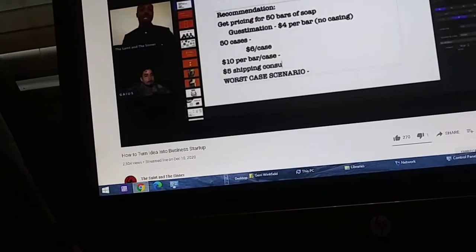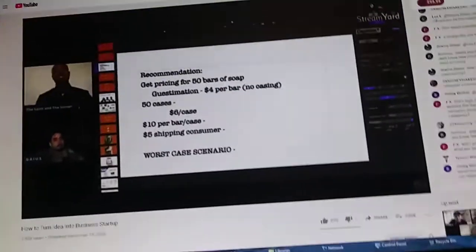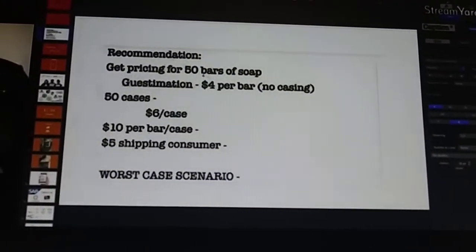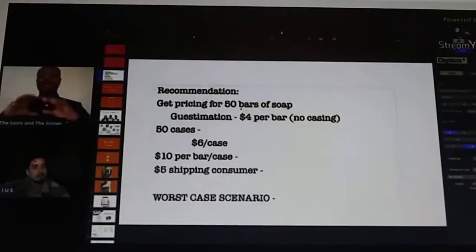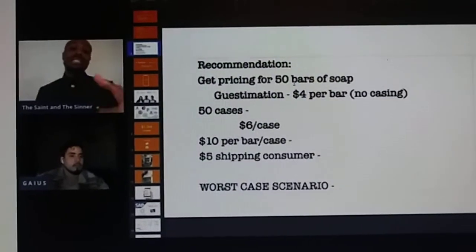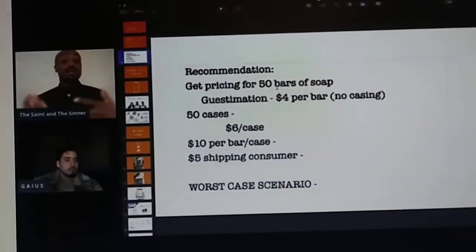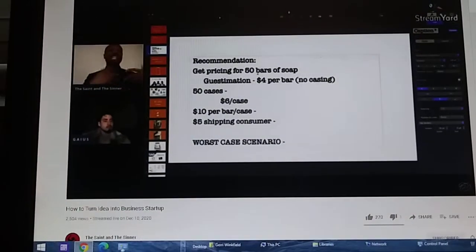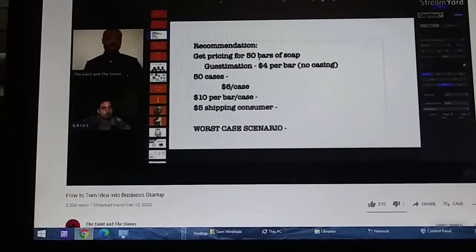Oh, okay. Yeah. And here's an important thing, and this is something people at the conference are going to learn how to do. When you're dealing with Chinese manufacturers, every time you get your per unit cost, it's going to include freight. And freight means the total cost of shipping the whole pallet to you. So when I say 50 bars of soap at $4 per bar, that's including the total cost of shipping being divided among each unit. Does that make sense?